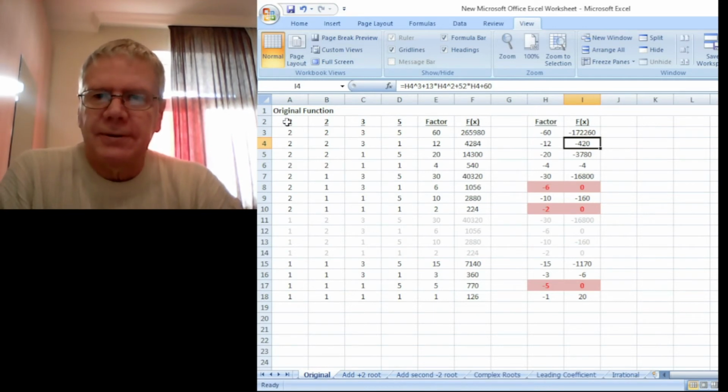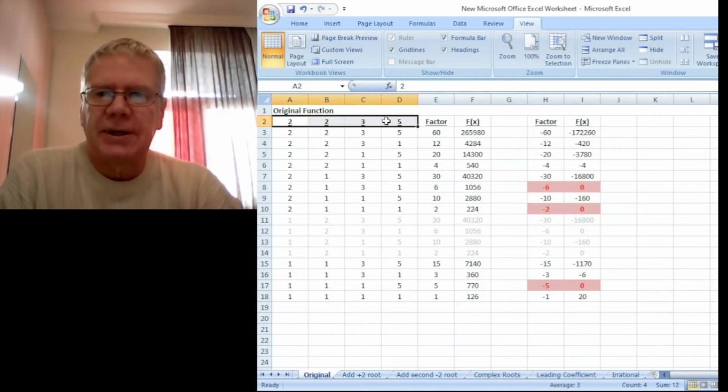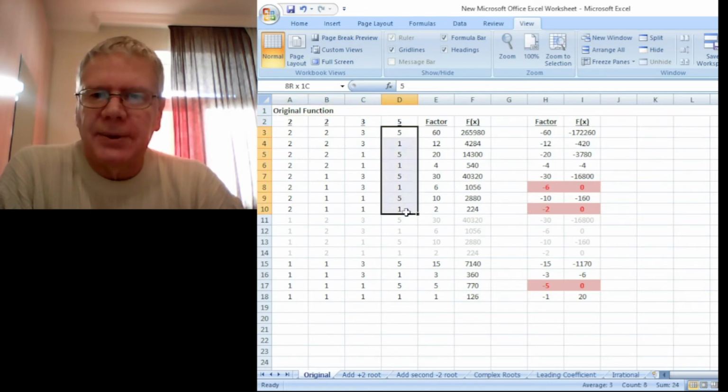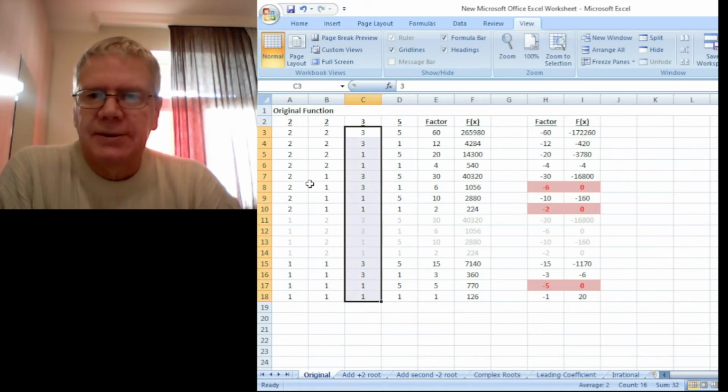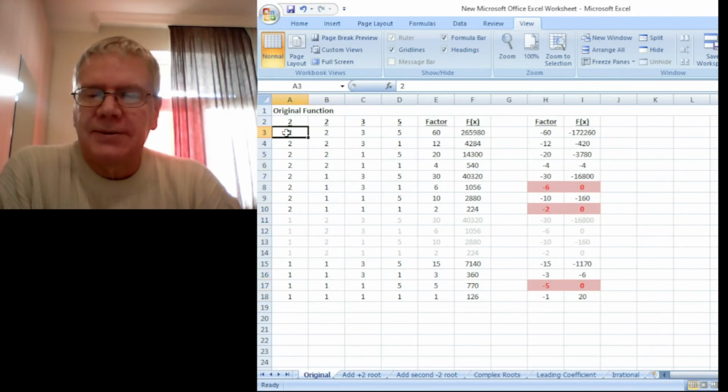I have 4 roots. Remember, when we started, we found that the prime factors of the 60, the 60 is a trailing coefficient, constant. That's 2 times 2 times 3 times 5. So I list those. I alternate this every 1 block. I alternate this every 2 cells. I alternate this every 4 cells. And I have to alternate this every 8 cells. So I have 8 2s and then 8 1s.